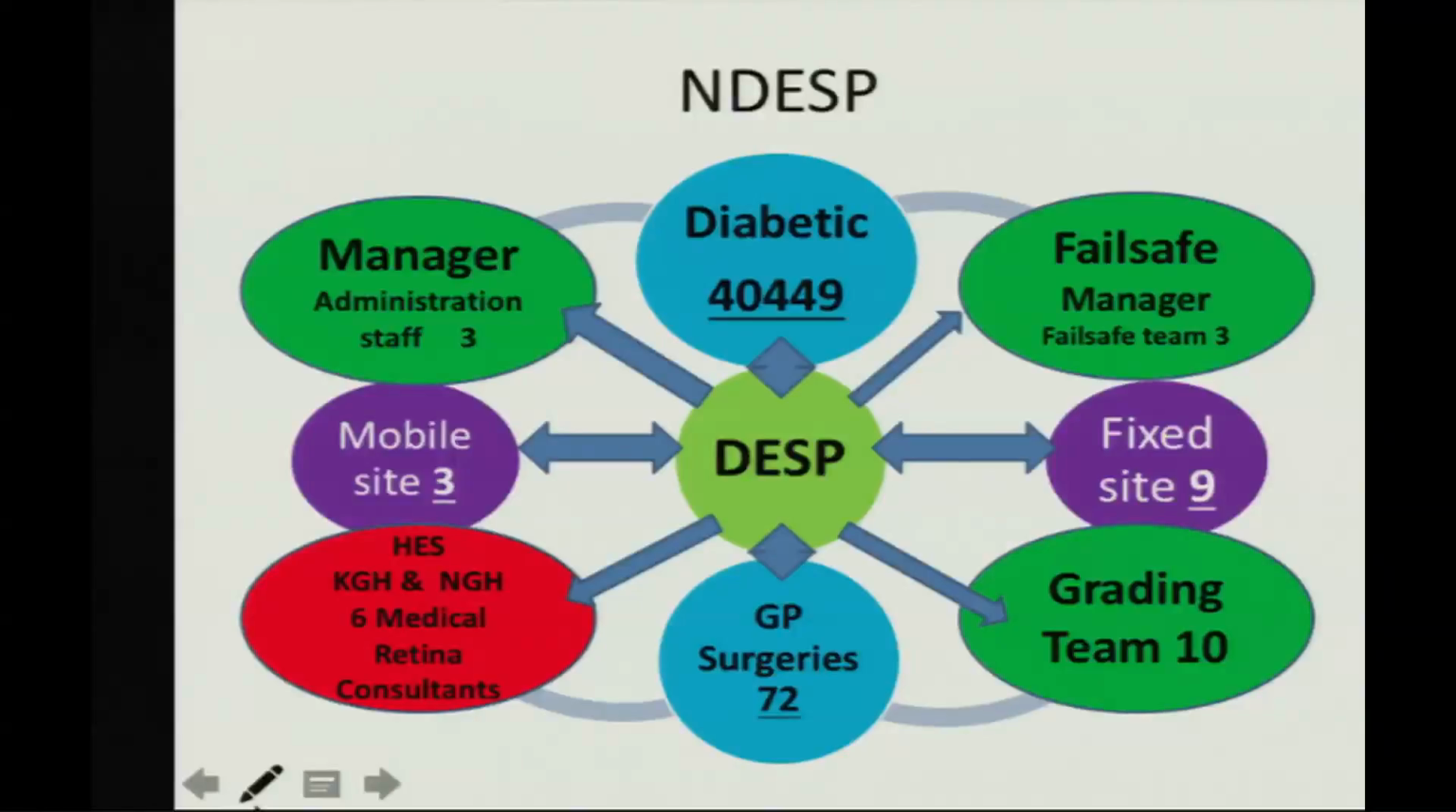We have a manager with 3 staff, a fail-safe team, 10 members of grading staff, and we have fixed 9 sites and 3 mobile sites. 72 GP surgeries are associated with the program, and there are 2 hospitals, Kettering General Hospital and Northampton General Hospital, with 6 medical retina consultants attached to the program.